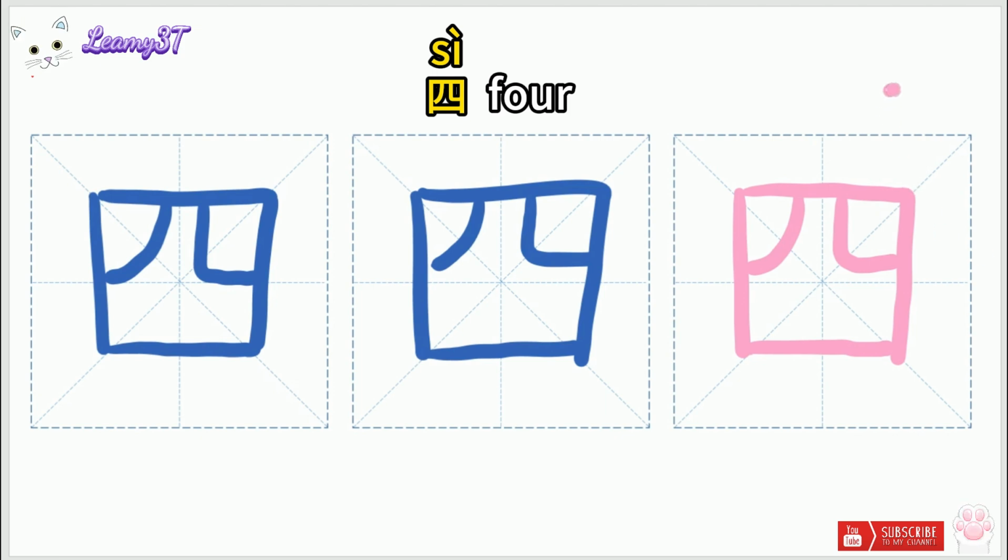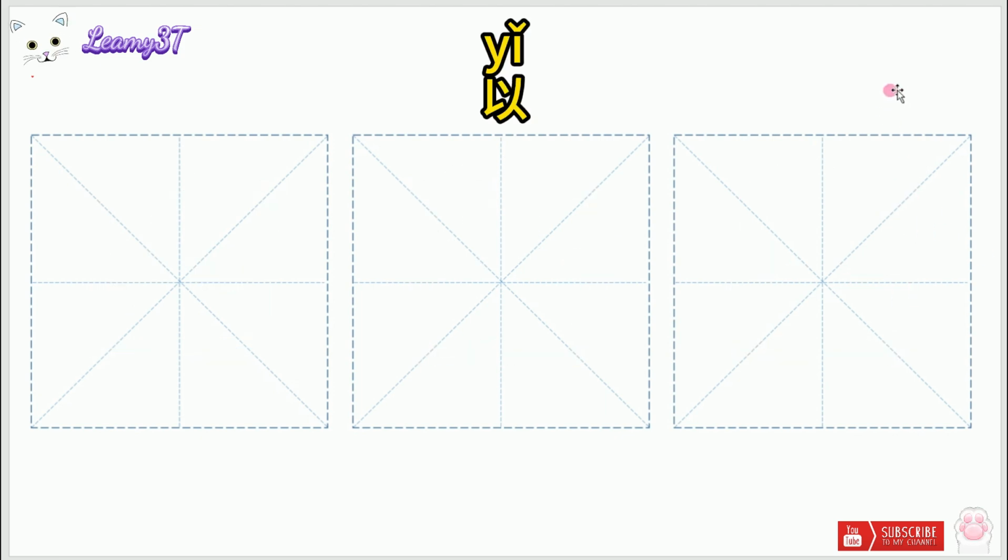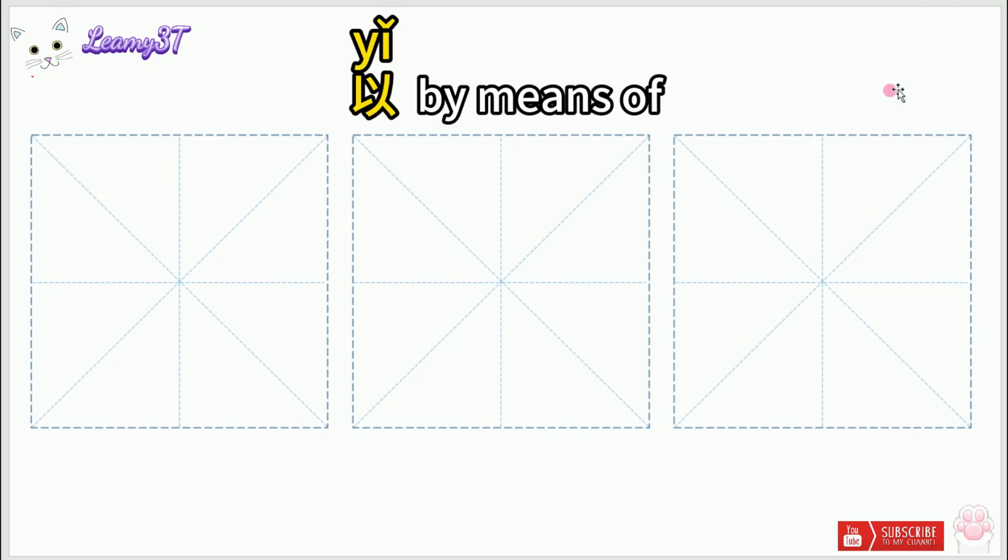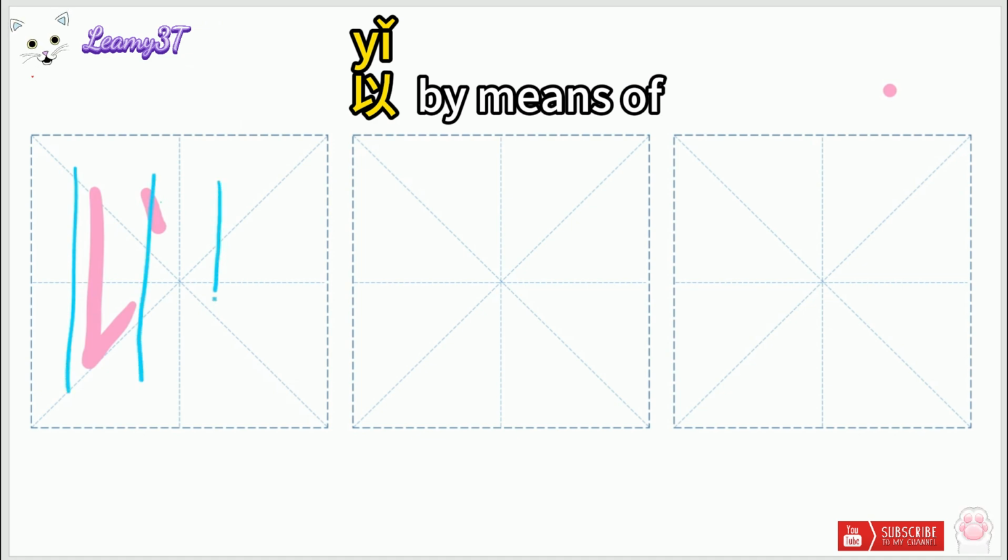The second character is 以. This character has many meanings, one of which is by means of. This character consists of 3 parts, starting from the left, shùtí. The middle part is 点. It's about the same height as the parts on either side. Use the grid lines to help you find the balance of the character.